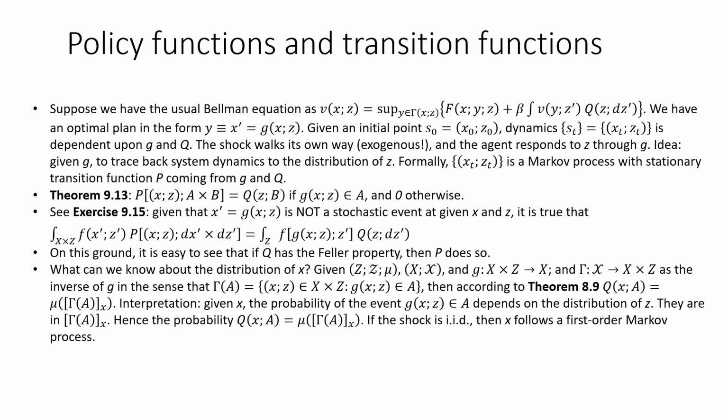the probability that the endogenous state next period falls into set A depends on the probability that we have the appropriate z values. So we need the x section of the set that is given by the inverse of the policy function g, and we need the probability measure that describes the probability of the appropriate z values next period. So by the use of the policy function and the inverse of the policy function and the probability measure of the exogenous state, we can have the transition function for the endogenous state by the use of Theorem 8.9.